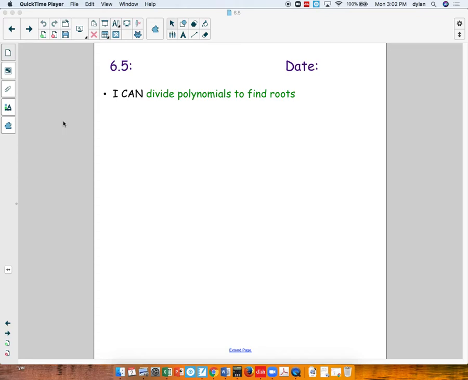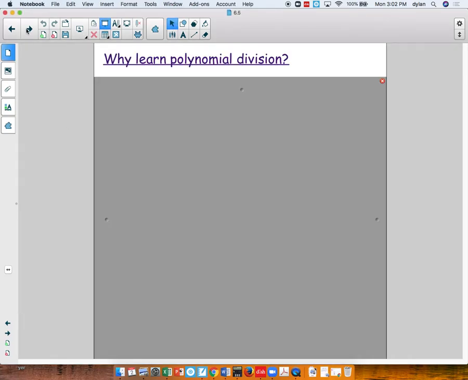So we did addition, subtraction, and multiplication earlier. Those were pretty straightforward. Dividing polynomials is new and much less straightforward. So I think the first question that we should answer is, why do we even want to do this? And there's really two reasons to learn how to do polynomial division.